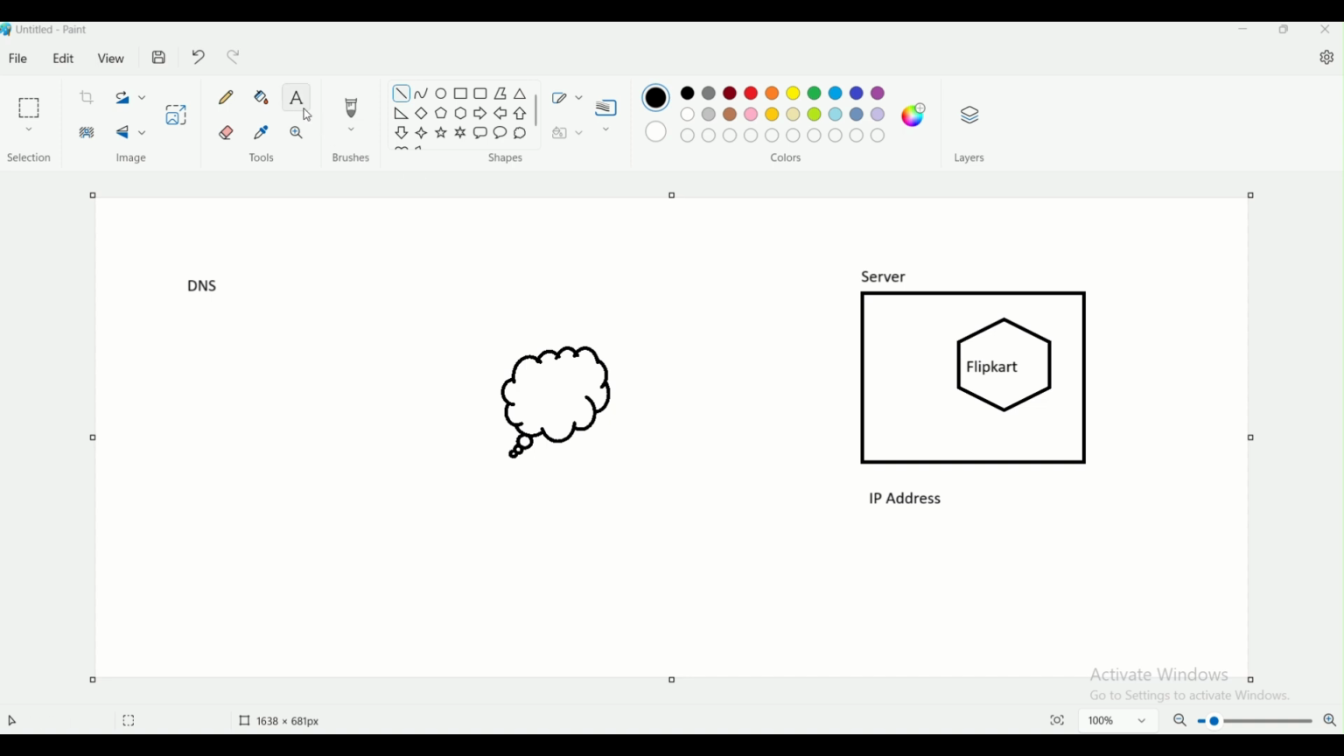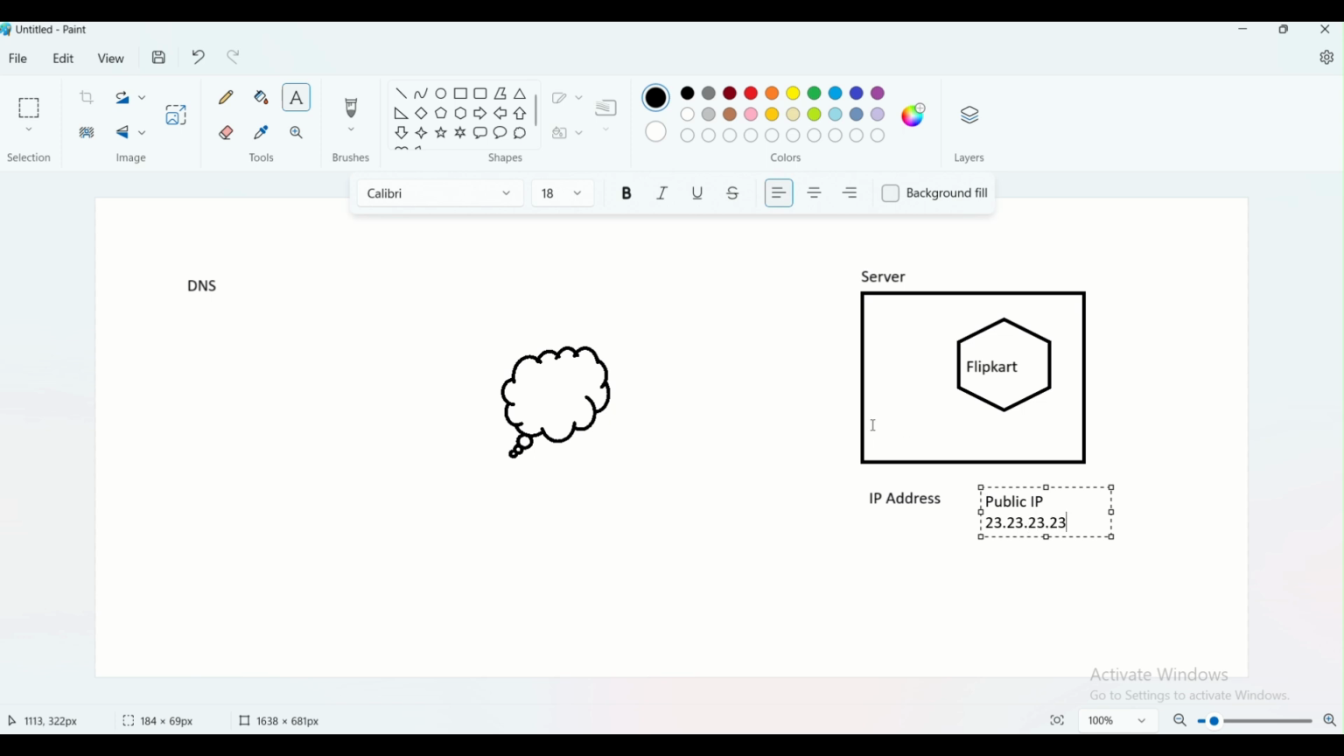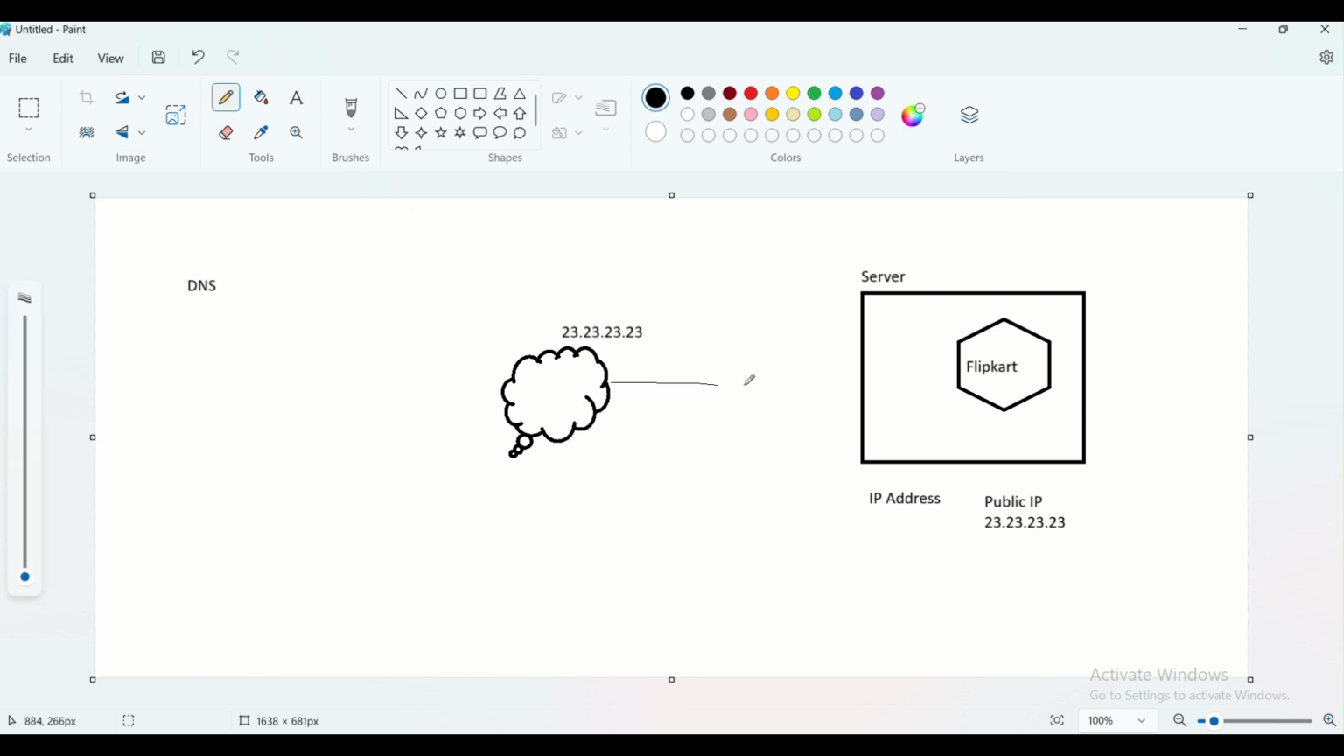So this server has one IP address, and it must be a public IP, not a private IP, because a private IP can't be resolved on the internet. Only a public IP resolves on the internet. For example, the public IP is 23.23.23.23. So if people from the internet want to browse Flipkart, they need to type the address 23.23.23.23. Only then can they reach this place.